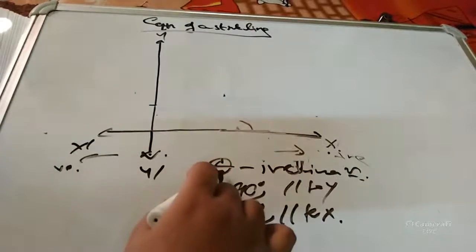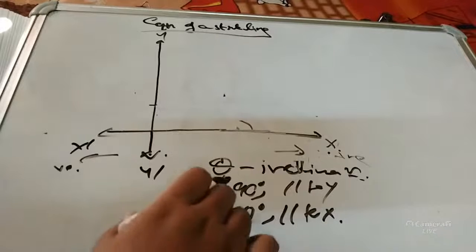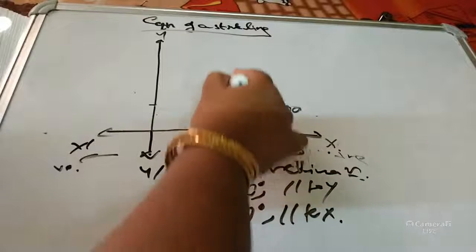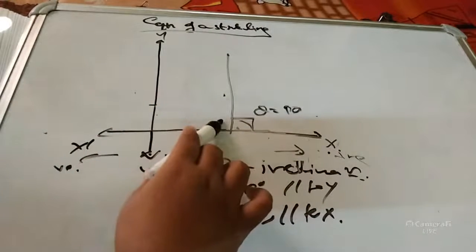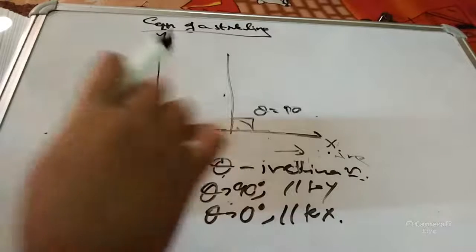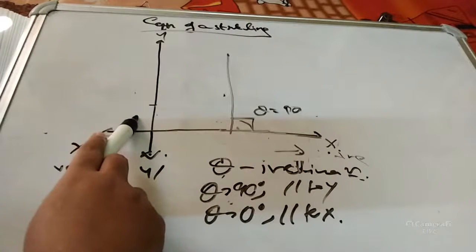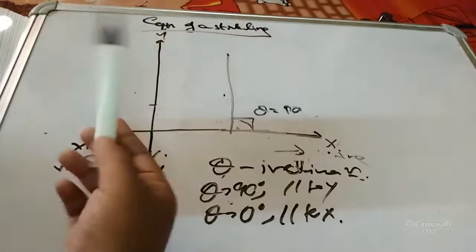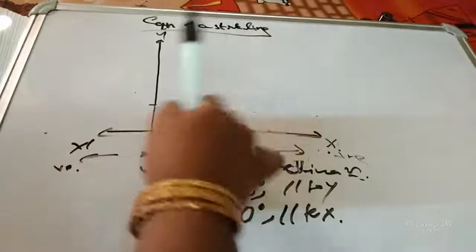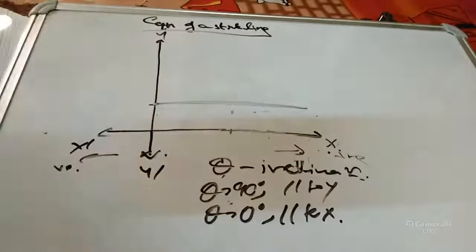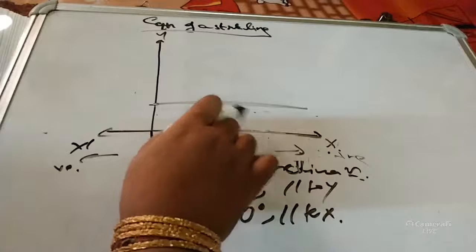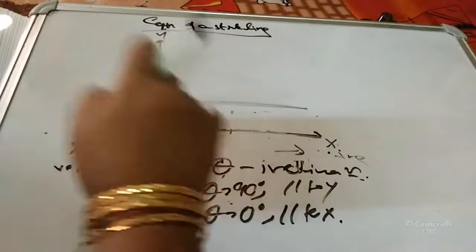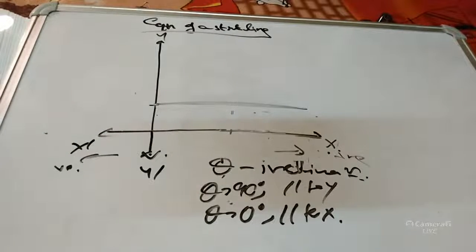So I said that the angle of inclination is denoted by theta. If theta is 90 degree, what is the line formed? It is a vertical straight line, which is known as a vertical line, and this line becomes parallel to y-axis. And when theta is 0 degree, the line is not making any angle with the x-axis. So this will be the line, parallel to x-axis, and that is known as horizontal line.